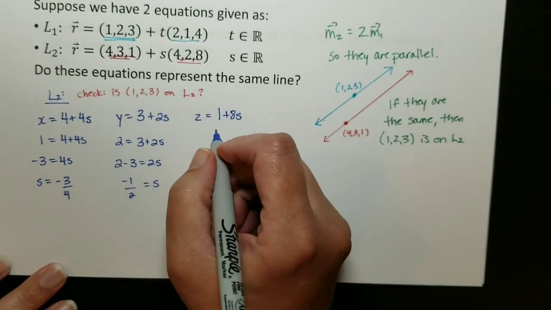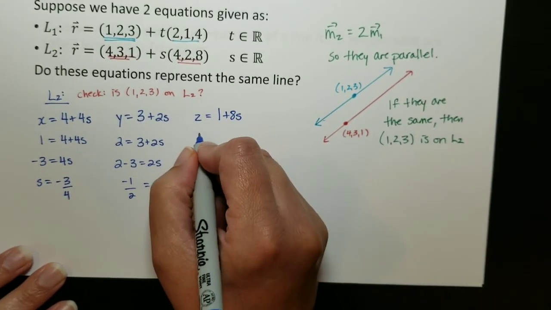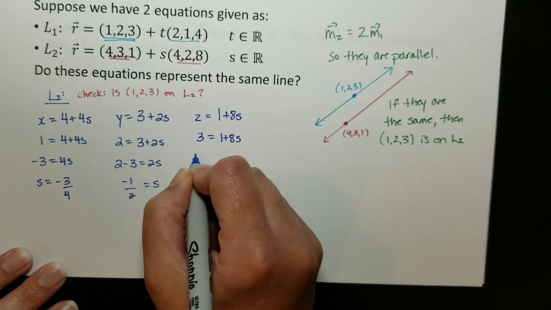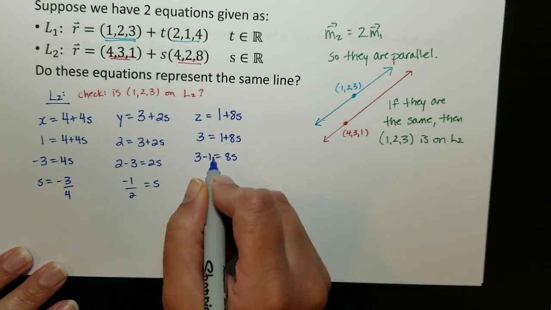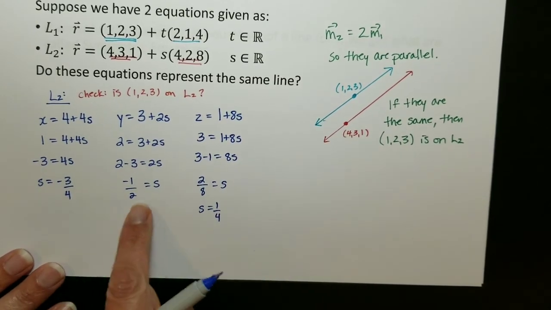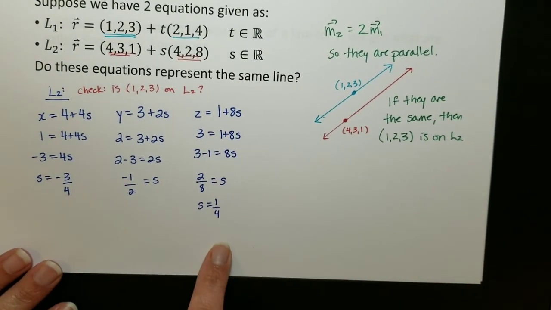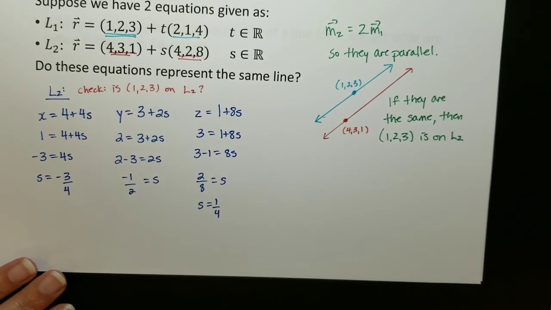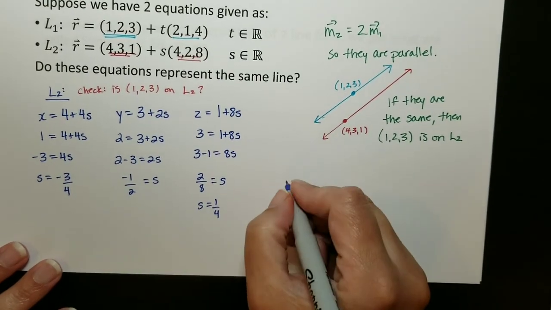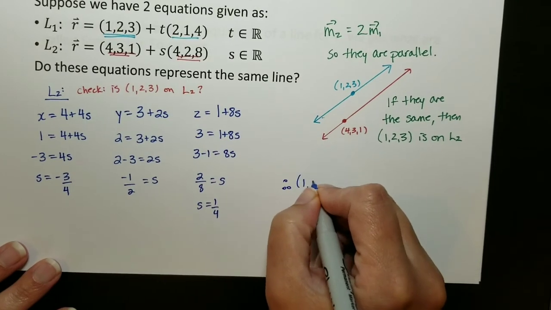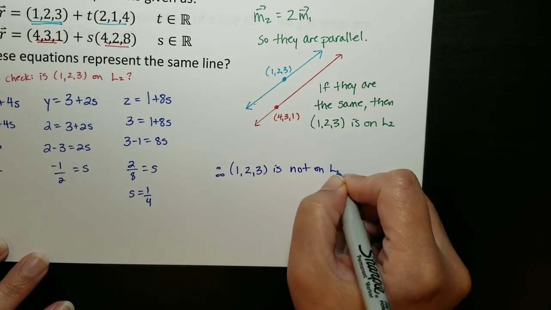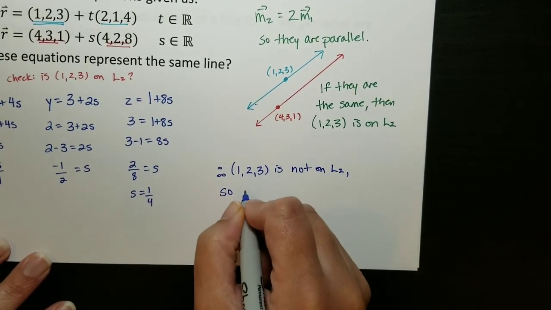I'm going to keep going and just show the work of finding the z though. I've got 3 equals 1 plus 8s. 3 minus 1 equals 8s. And 2 over 8 equals s, or 1/4. So I have different s values. Even if I had 2 the same but the third different, it would still be a no. They would all have to be the same if that point was on the line. So we could say therefore point 1, 2, 3 is not on L2, so they are parallel.